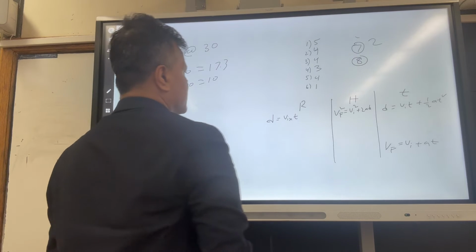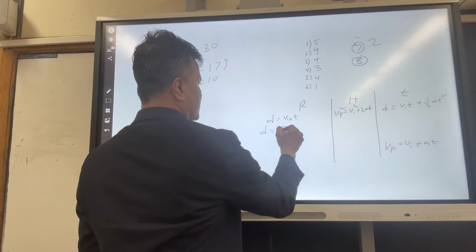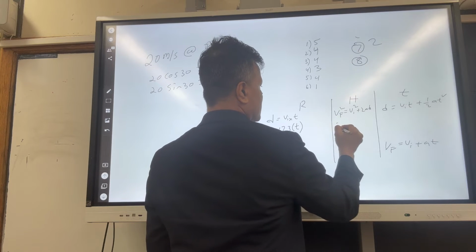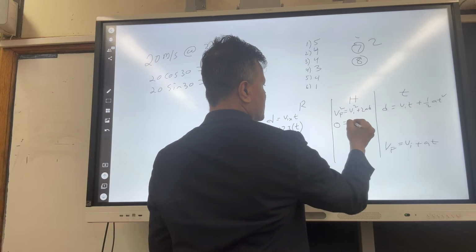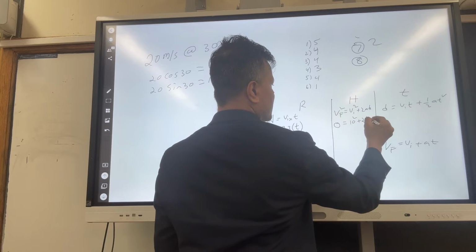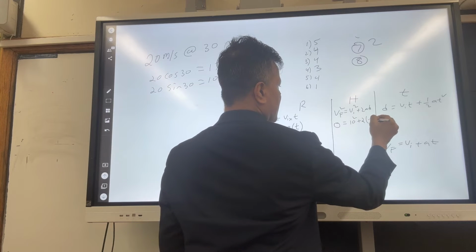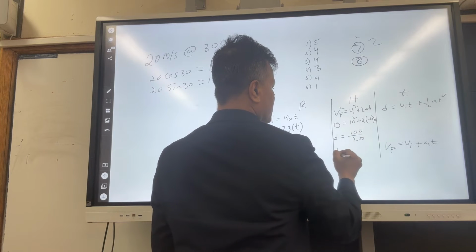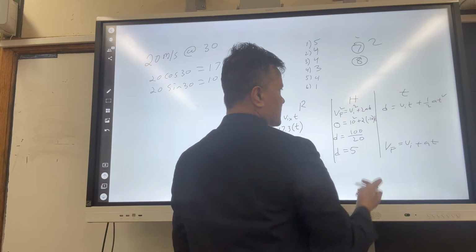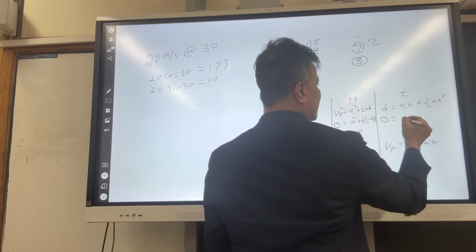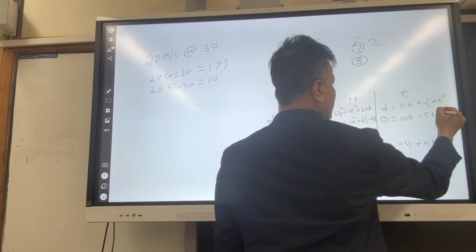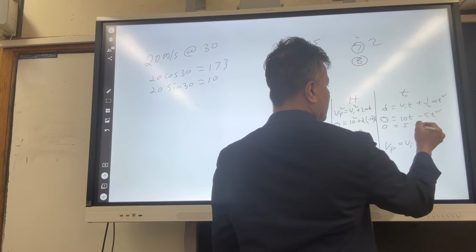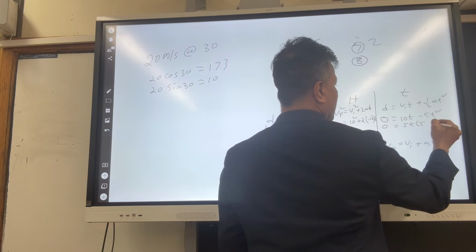So d is equal to 17.3 times t. Vf is 0, so 0 equals 10 squared plus 2 times negative 10 times d. So d is equal to 100 divided by 20, so d is equal to 5. We found this one already. Ground to ground, 10t minus 5t squared. So factor out 5t, and you get 5t times (2 minus t).